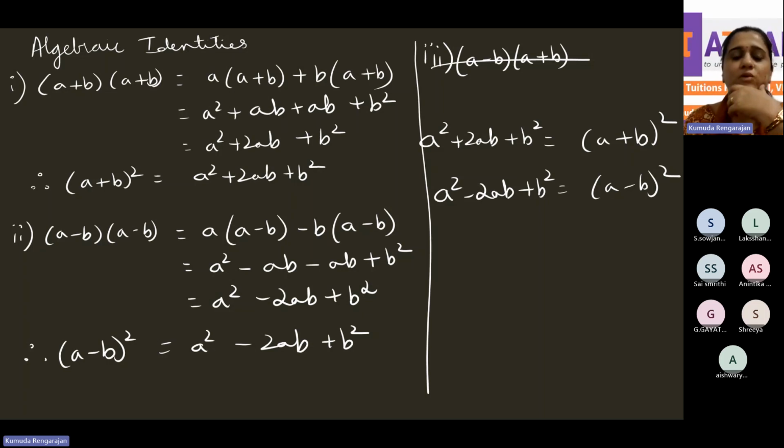Now we have seen 3. I'll tell you one more. So you can tell it both the ways. It's a square plus 2ab plus b square is a plus b the whole square. A plus b the whole square is a square plus 2ab plus b square.